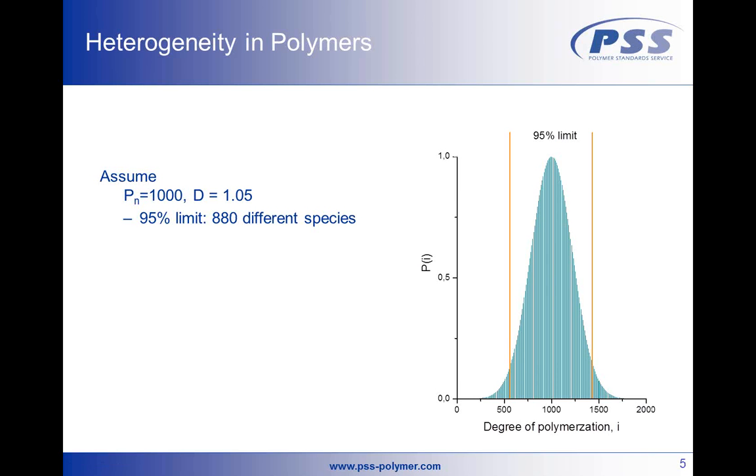If we go to an even higher degree of polymerization, here shown with an average degree of polymerization of 1,000, again very narrowly distributed, you already have nearly 1,000 different species, 1,000 different molecular weights, so 1,000 different species that you have to consider. Well, that is if you have a quite simple homopolymer.